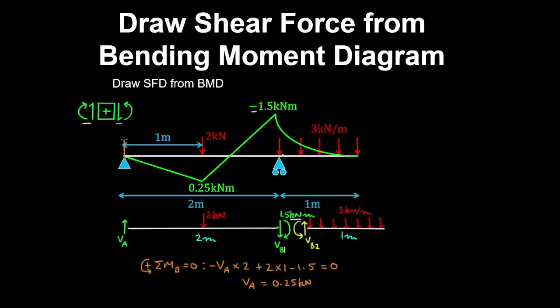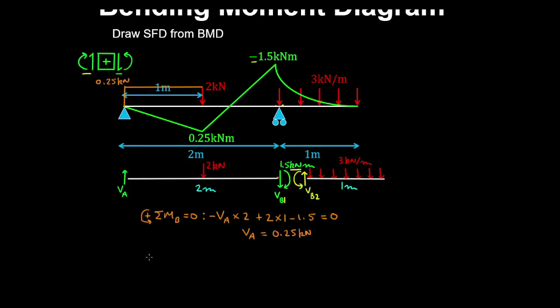And a positive shear force diagram is drawn on the top of the beam. And here we know the shear force is constant because there's a point load acting on this segment. And if you take a vertical equilibrium of forces for this first segment, with upwards being positive, we have the shear force at A minus a 2 kilonewton point load minus VB1 is 0. So that gives VB1 is minus 1.75 kilonewtons.